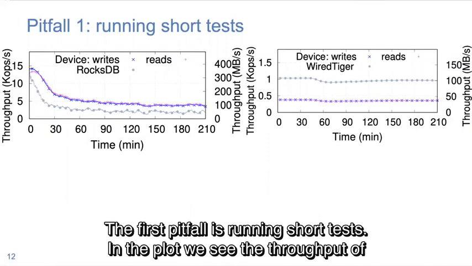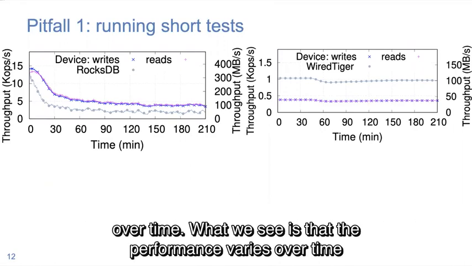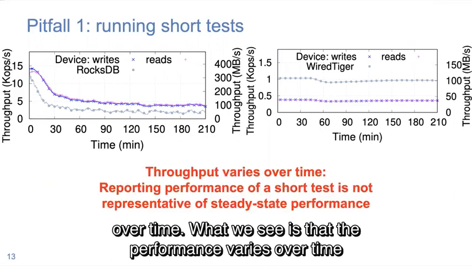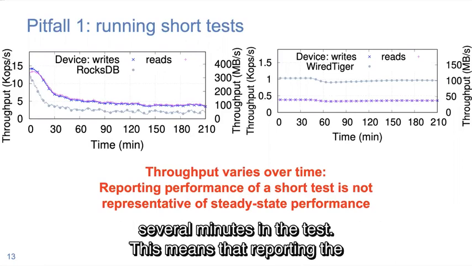The first pitfall is running short tests. In the plot, we see the throughput of RocksDB and WiredTiger as well as the read-write throughput of the SSD over time. What we see is that the performance varies over time, especially RocksDB, and importantly, the performance stabilizes only after several minutes in the test.